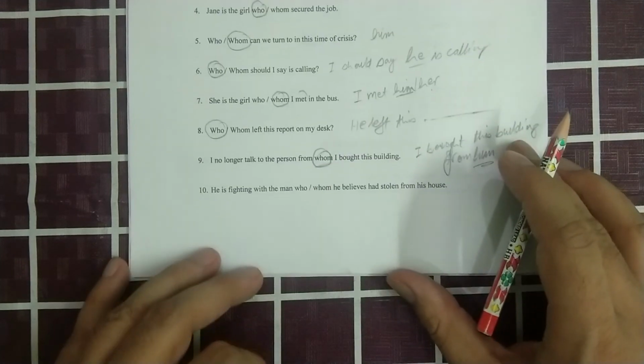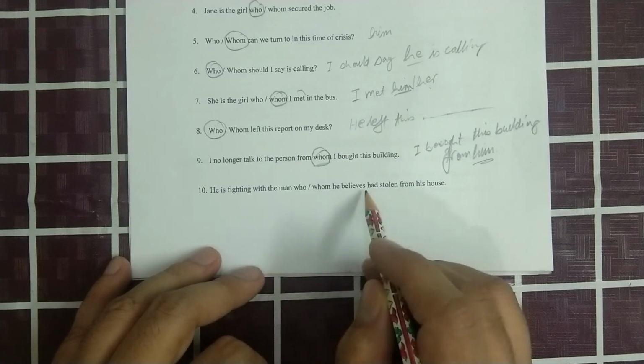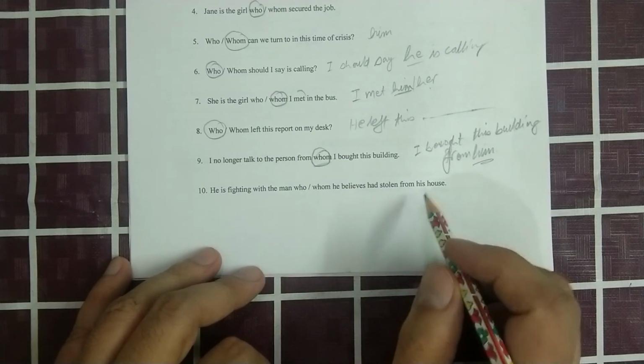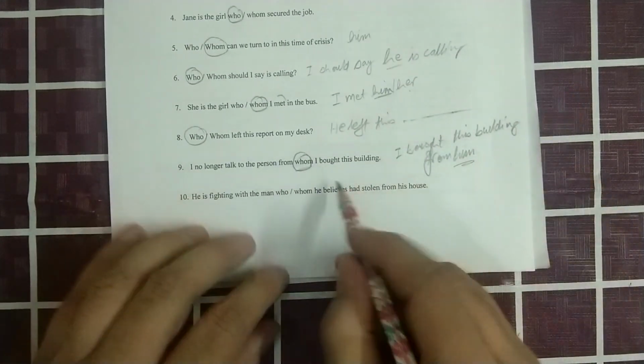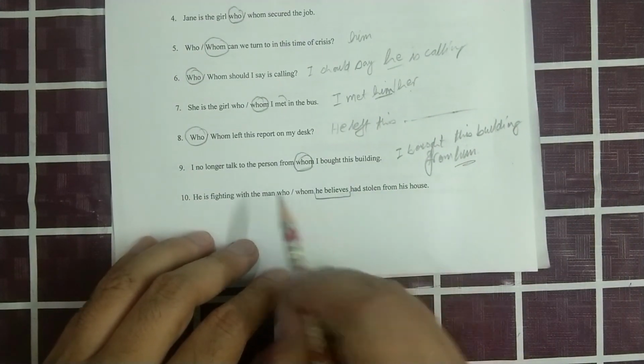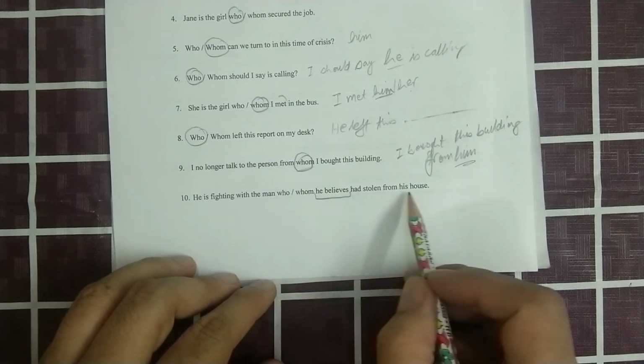The next one, the last one. He is fighting with the man who or whom he believes had stolen from his house. So it's the same as before. If we look at the second one, you recommended, I asked you to ignore it. So ignore the same here, he believes. So he's fighting with the man who or whom had stolen from his house.